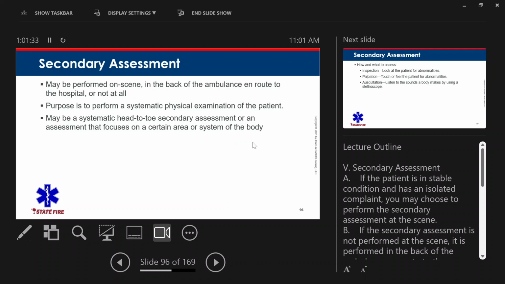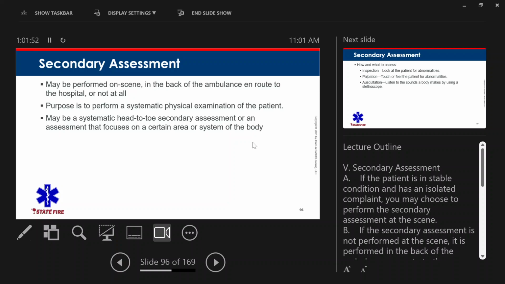Secondary assessment. This is the name for the head-to-toe assessment, which also is the name for the entire section that we're on the sheet, so don't let that confuse you. So this secondary assessment right here is the head-to-toe assessment, where we actually look at the patient's organs.